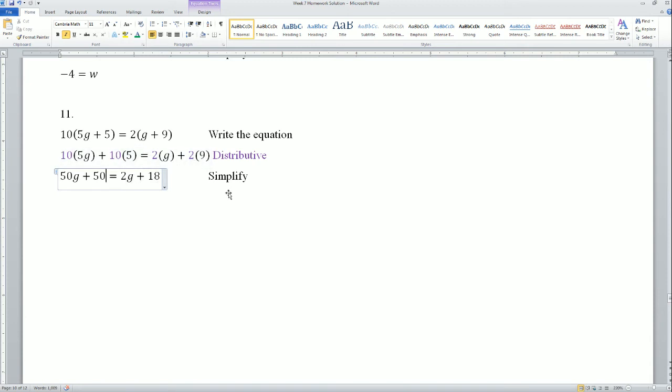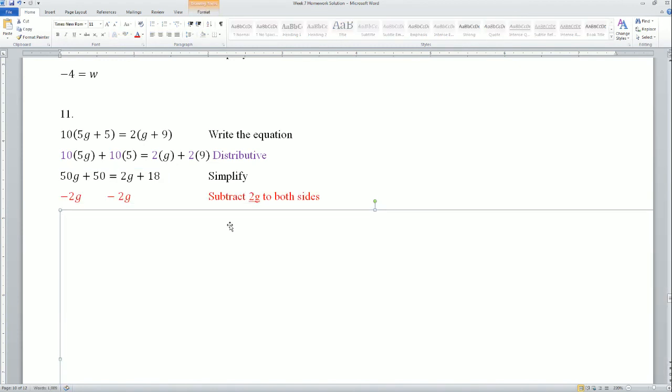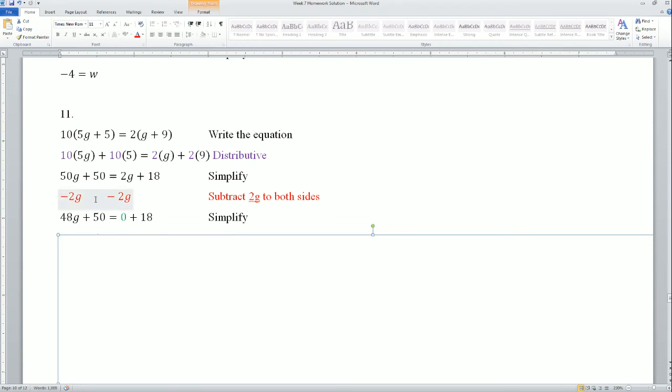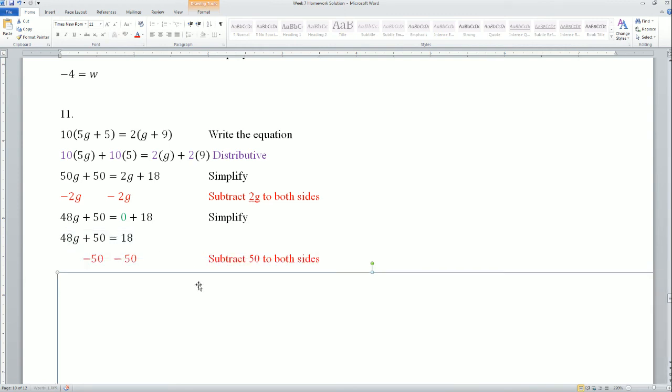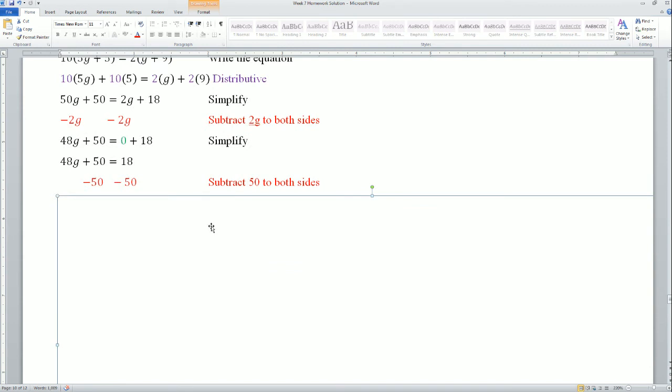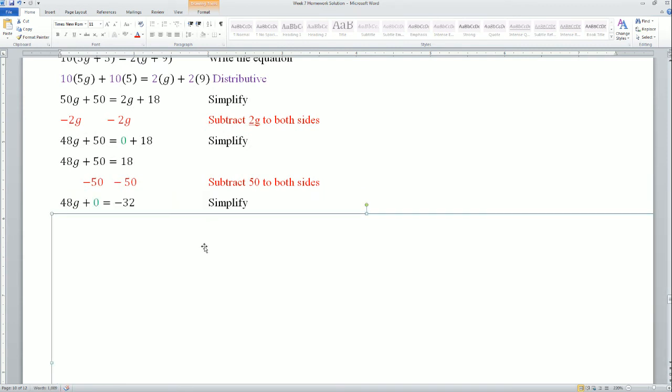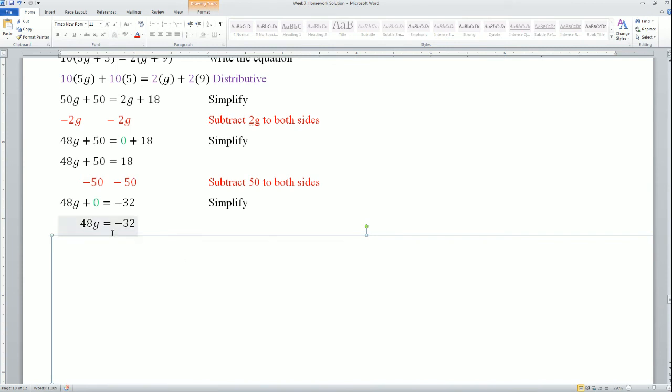Now it looks like a problem from before. Subtract 2g to both sides because that is the smallest variable. I get 48g on the left hand side plus 50 equals to 0 plus 18. Subtract 50 to both sides. In that process, you get 48g plus 0 equals to negative 32. Right? No one writes that 0, so you can just write 48g is equal to negative 32.